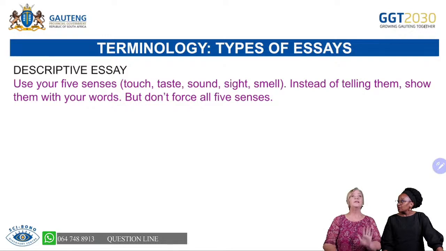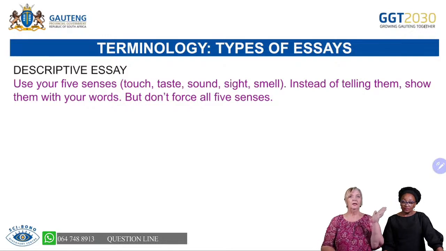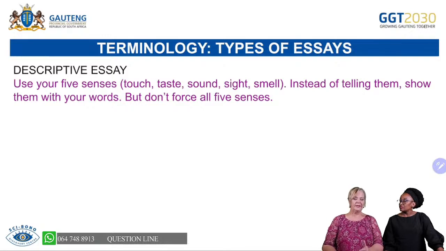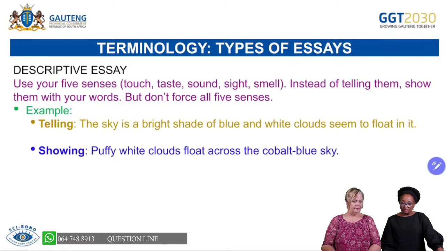We use our five senses: our sense of touch, our sense of taste, our sense of sound, sight, and smell. So instead of telling them, we show them with our words. In other words, we use our senses, what we experience. But we don't have to force all our five senses all at once. We can choose to use them to make it more effective.